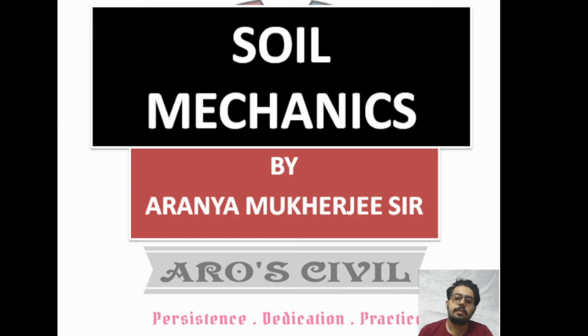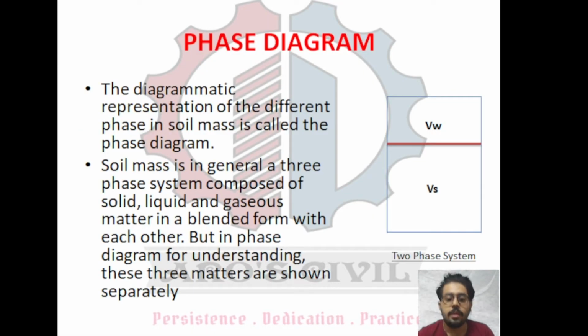In this lecture series we have already studied the classification of soil. In this video we will discuss the second chapter of soil mechanics, that is properties of soil. In the properties of soil, the most important definition is the phase diagram. As per definition, what is a phase diagram? The diagrammatic representation of the different phases in a soil mass is called the phase diagram.